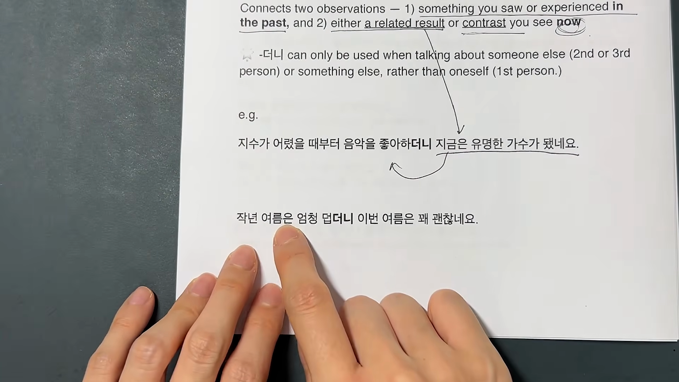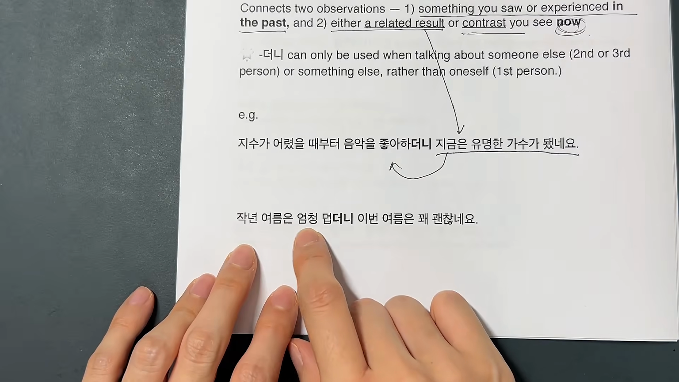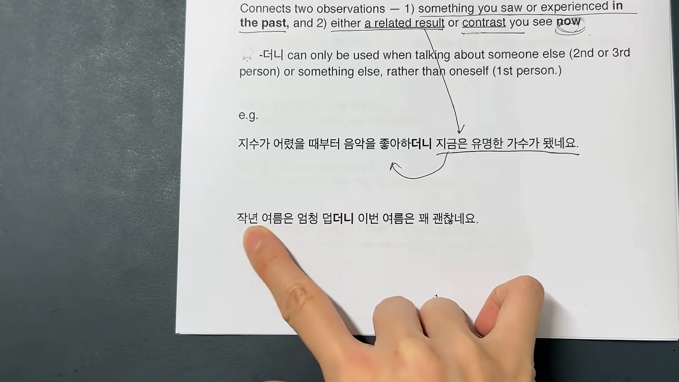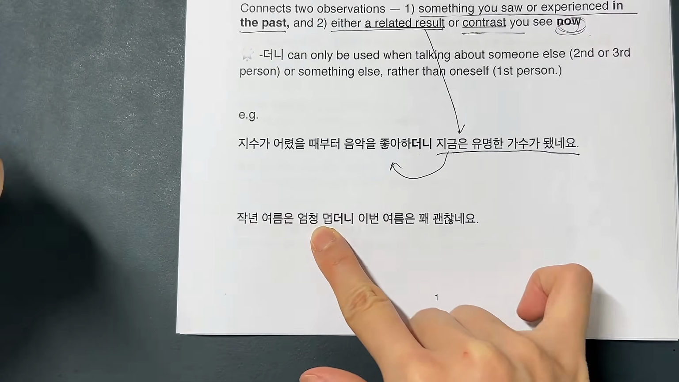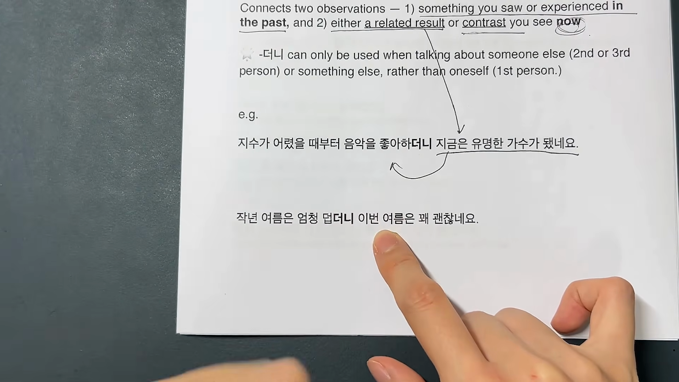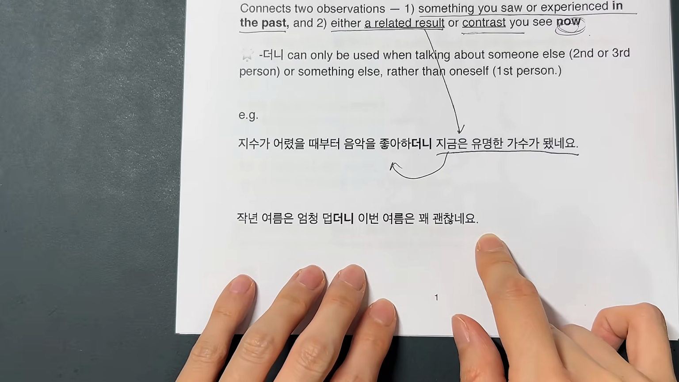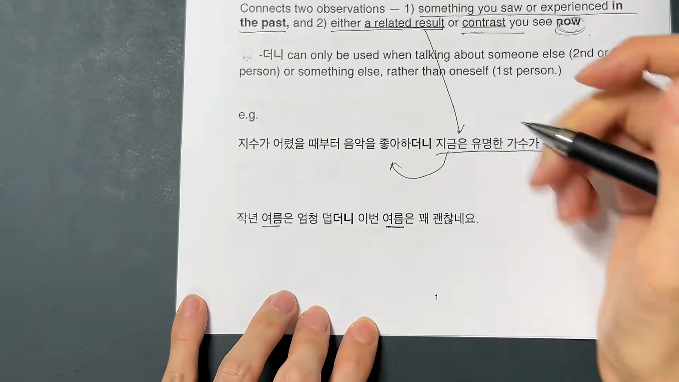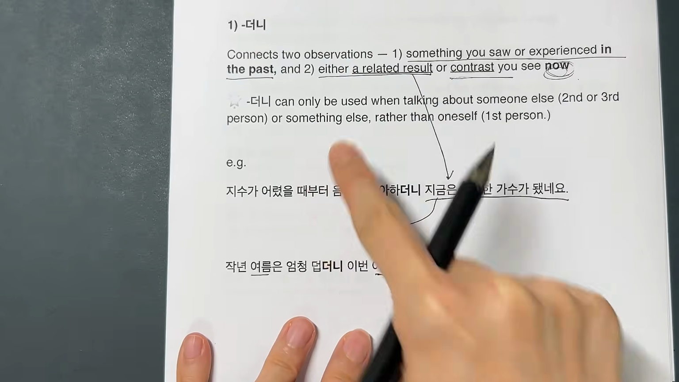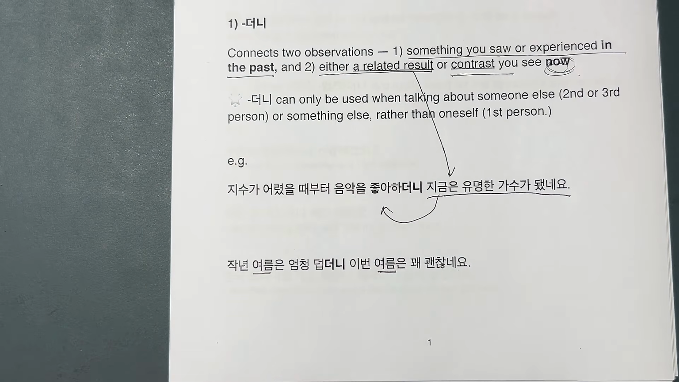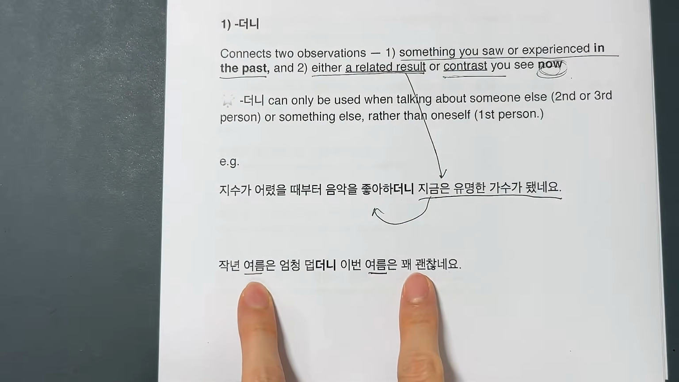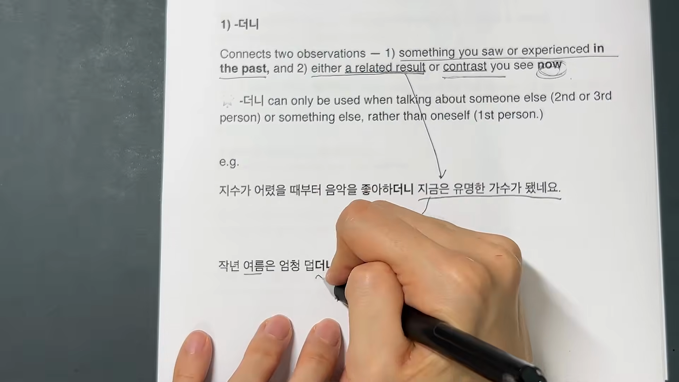And the next one, 작년 여름은 last summer, 엄청 덥다. It was really hot. 덥더니. So this is what you observed in the past. 이번 여름은 this summer 꽤 괜찮네요. It's pretty okay. So you're talking about summer, right? Which is something else, not your own. And you're also comparing how the summer was like in the past and in the present. So these two clauses can be naturally connected with 더니.